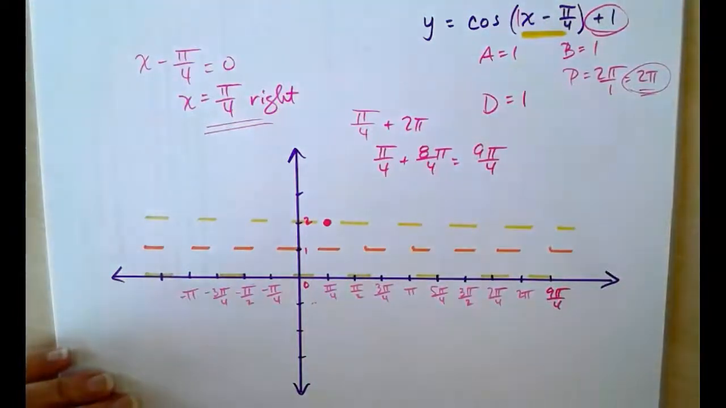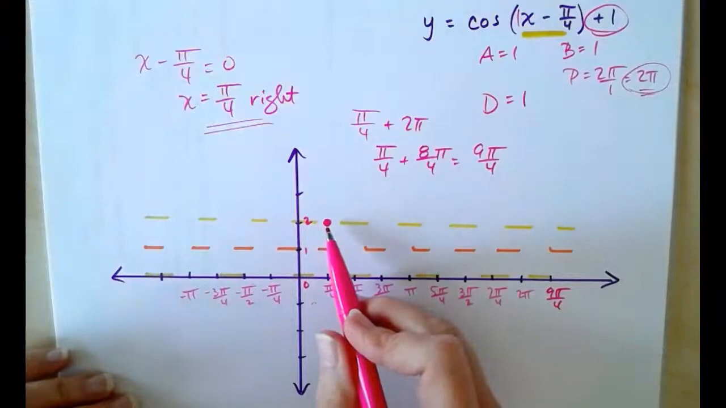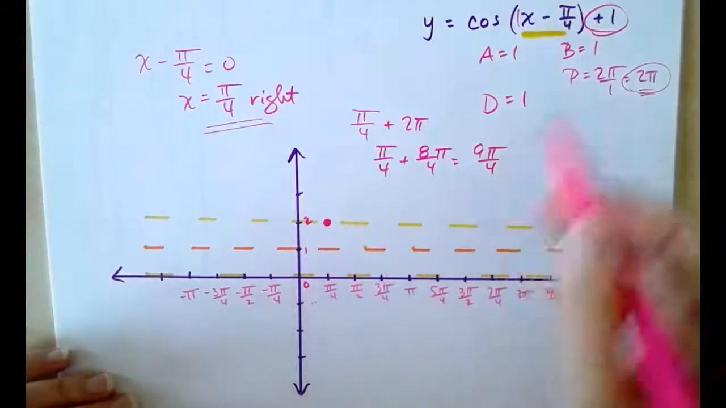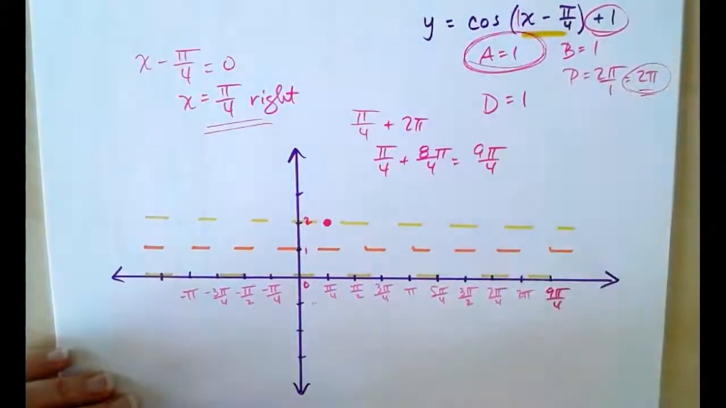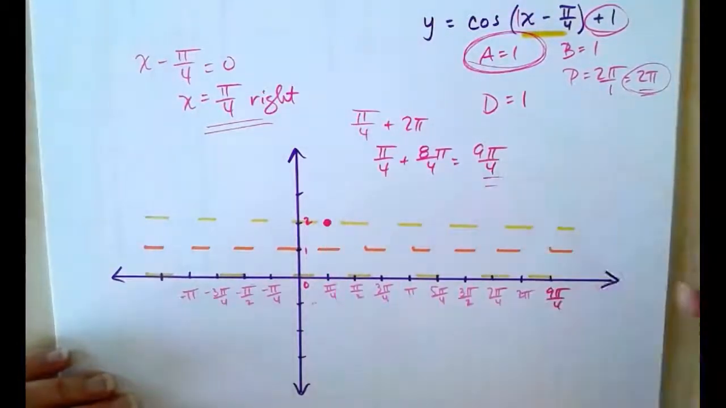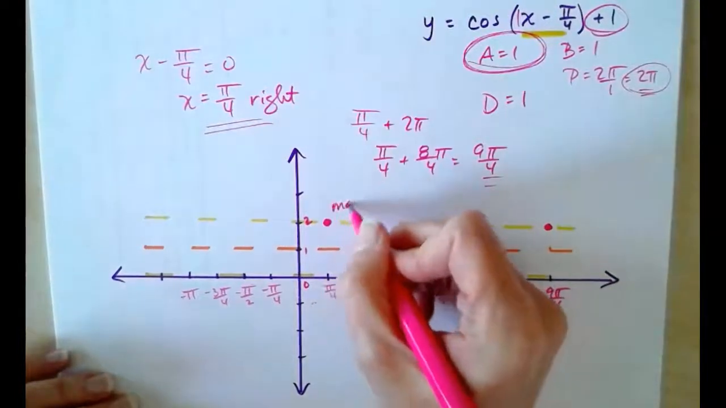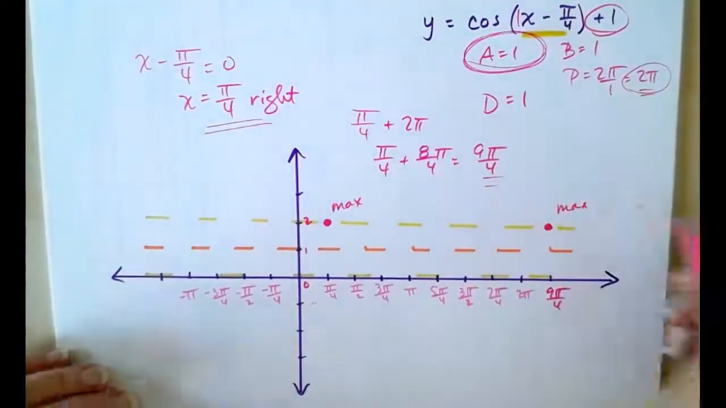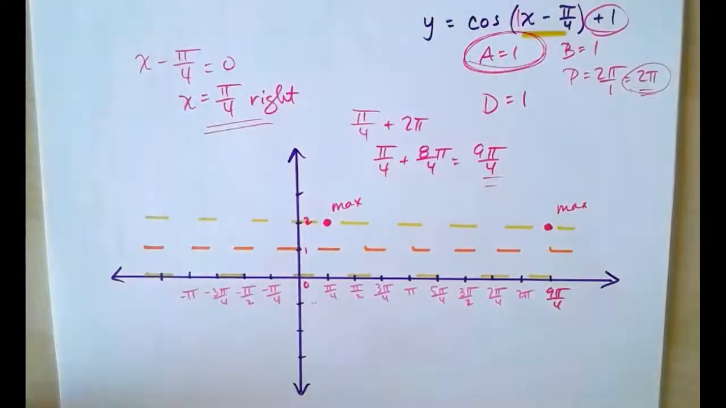So from here, remember we go from max to max, and of course we're going max to max because our a value is 1. If our a value is negative, we would be reflected horizontally. So starting at pi over 4, finishing at 9 pi over 4. So this is a max, this is a max, which means right in the middle has to be a min.